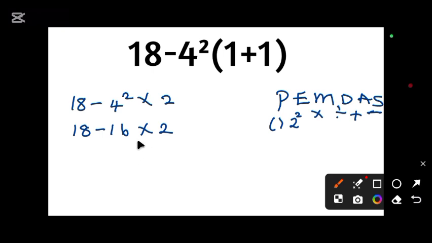And then, according to order of operation, we solve the multiplication first. So 16 times 2 will give us minus 32. So we have 18 minus 32. And then 18 minus 32 will give us minus 14. This is the correct answer.